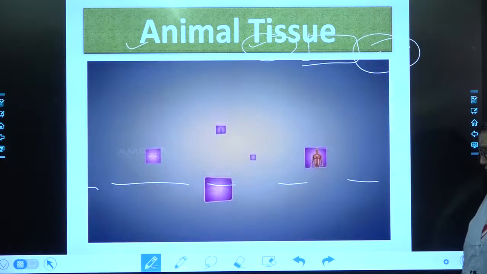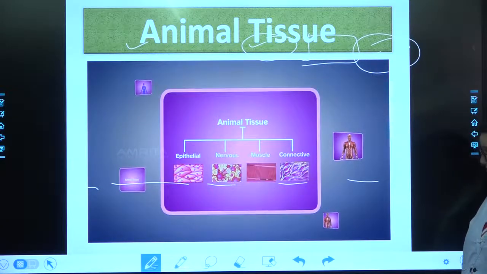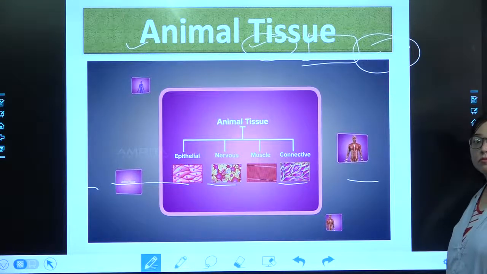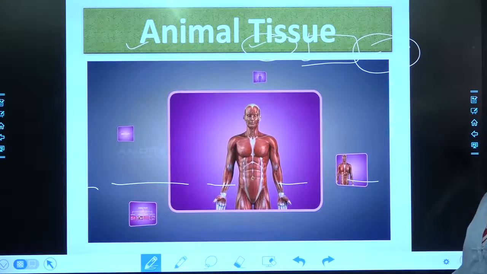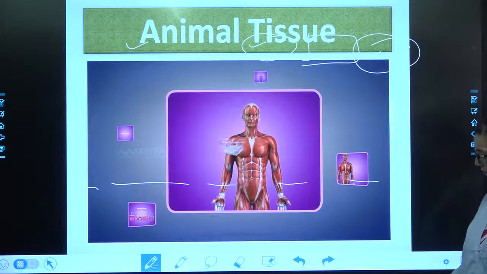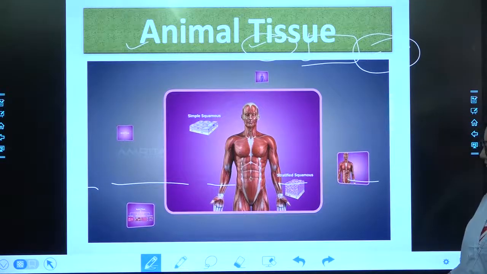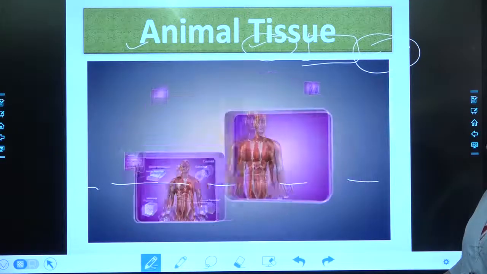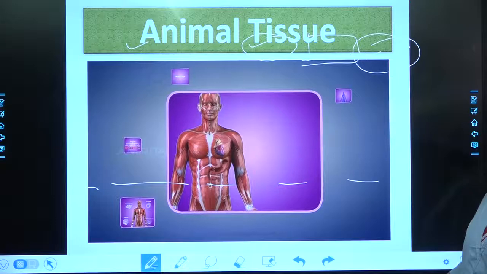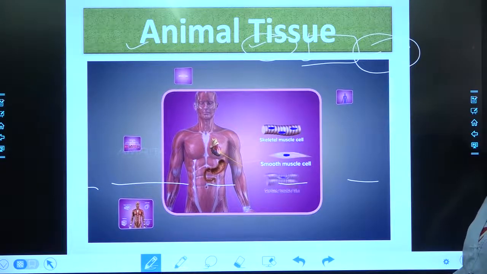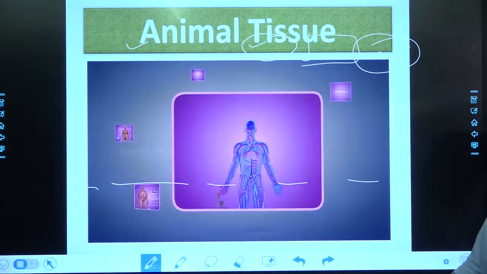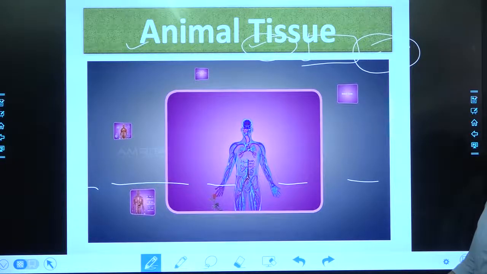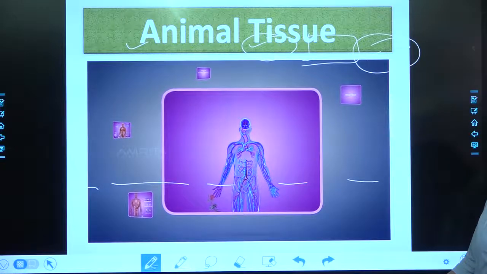Things to remember: animal tissues are grouped into epithelial, nervous, muscle and connective tissues. Epithelial tissues are subdivided into simple squamous, stratified squamous, columnar and cuboidal epithelium. The three types of muscle tissues are skeletal, smooth and cardiac muscles. Cells of the nervous system, called nerve cells, are specialized to carry stimulus from one place to another within the body.